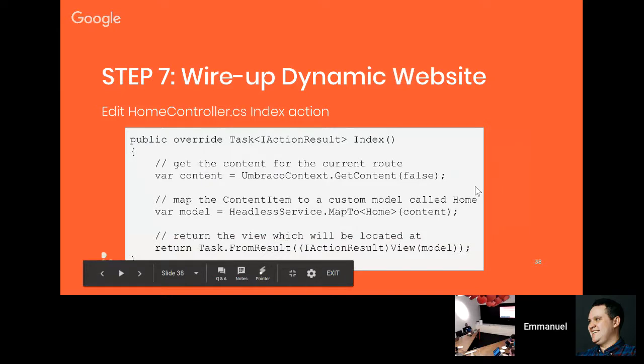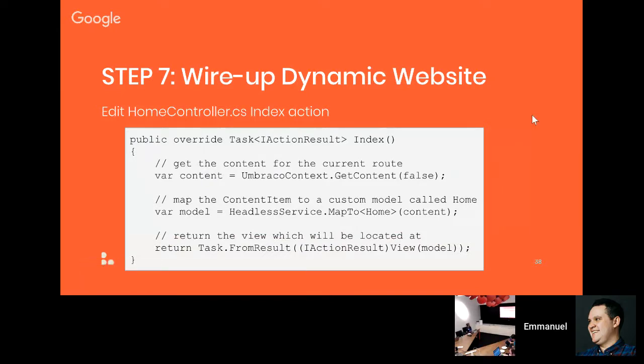And yeah, if you look at the index action there, you can see the first thing is it's using the Umbraco context to go and get the content. The false there is whether or not to throw an error if it doesn't work correctly. And the next one is to use a headless service to map to a given model. So we have our home model. It's mapping to that. Casing is insensitive, but it maps to that. It maps the content, and then you can return your model, right?